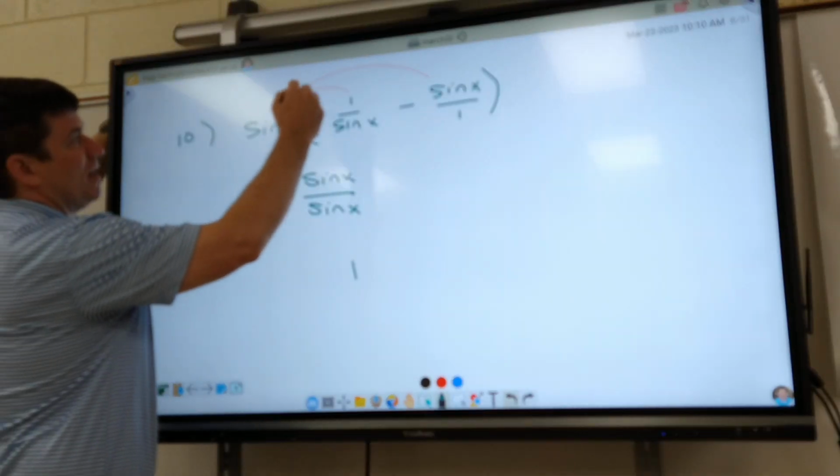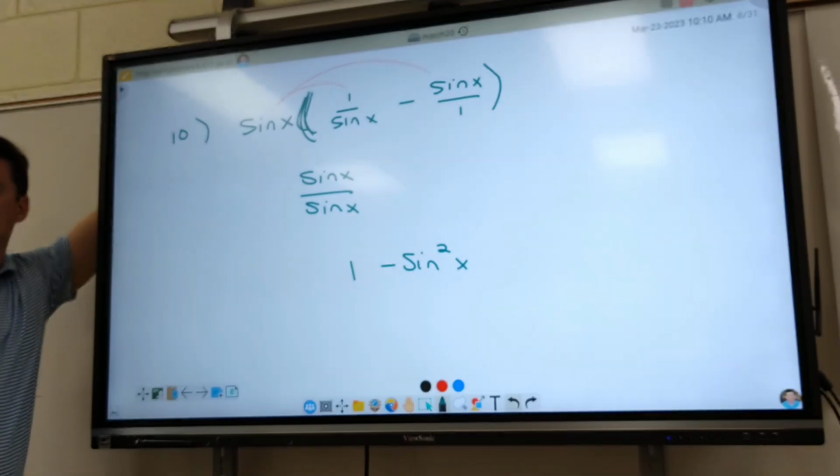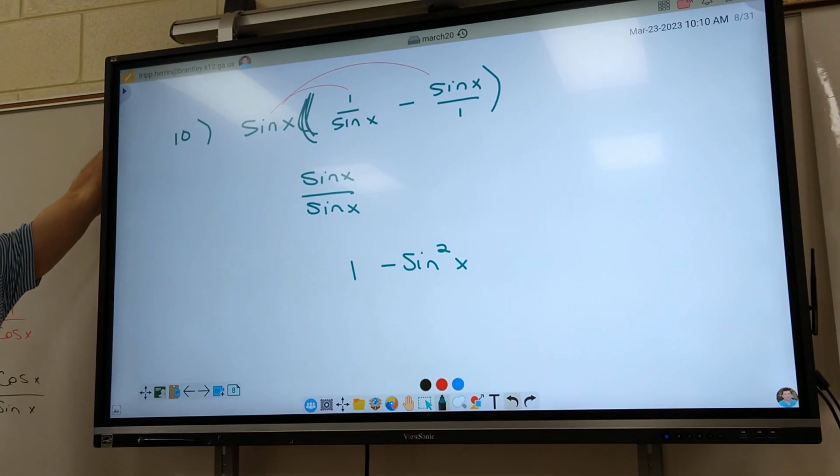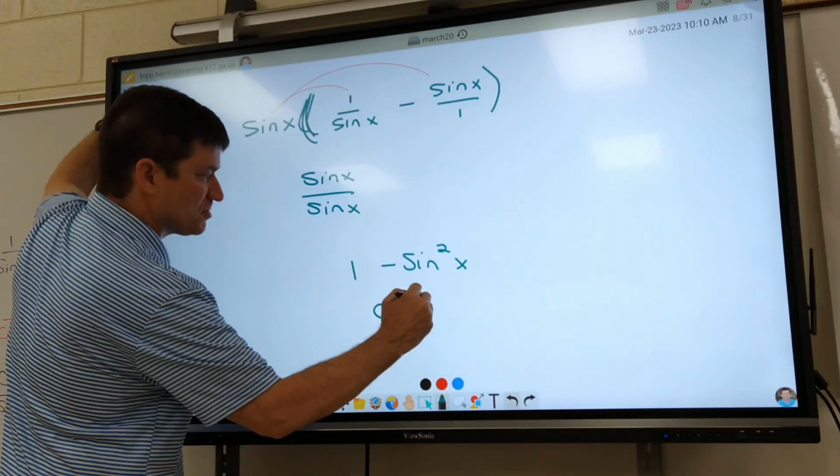All right, over here, sine times sine is sine squared. So I ended up with 1 minus sine squared after I distributed. What's that change into? The answer's cosine squared.